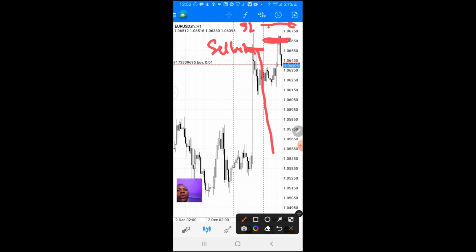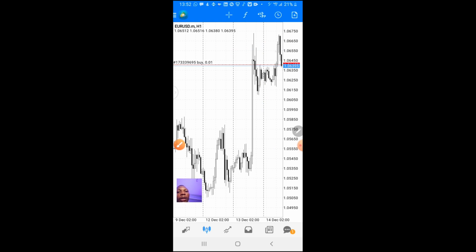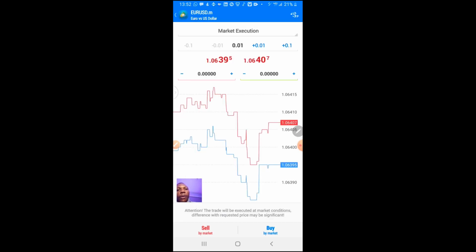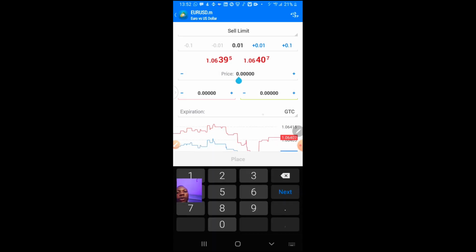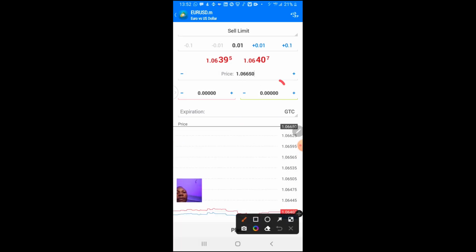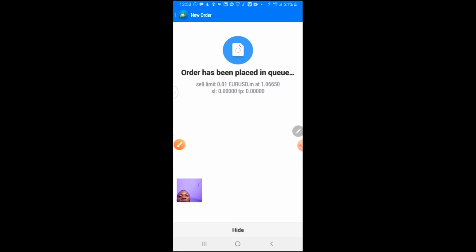Is that okay? So if we were to enter the market at a sell limit, we will put it at 1.06650. So you come back here, you click on sell limit, and you now put the price, which should be 1.06650. And then the next thing is, if you have a stop loss to put already, you put your TP, which is take profit, and your stop loss, and then you select your choosing lot size based on your account. You click on place trades.